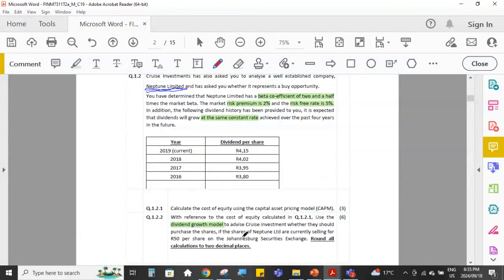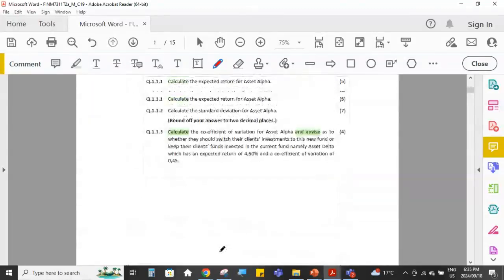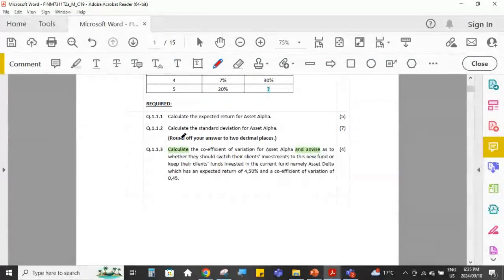The market price of the shares of Neptune Limited is currently 50 Rand on the JSE. Round all calculations to 2 decimal places. This is important, and I'm assuming they were also referring to it here. Oh yeah, here they did say round to 2 decimal places.